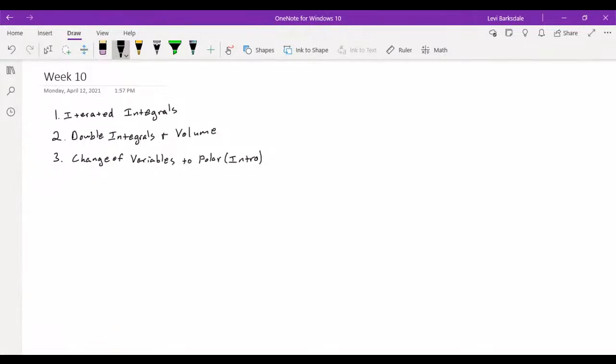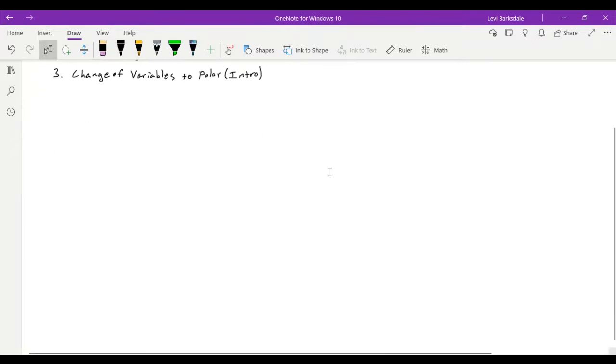This session will be covering iterated integrals, double integrals in volume, and lastly we'll start talking about some change of variables to polar, but we'll just touch on that briefly. Let's go ahead and get started with some iterated integrals.